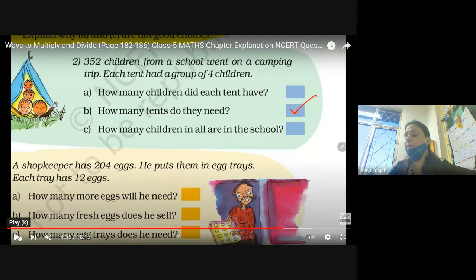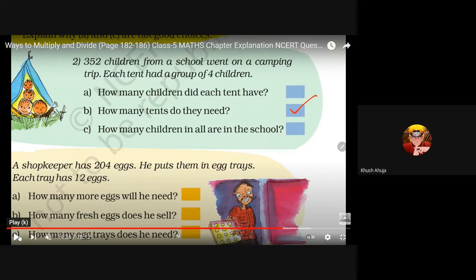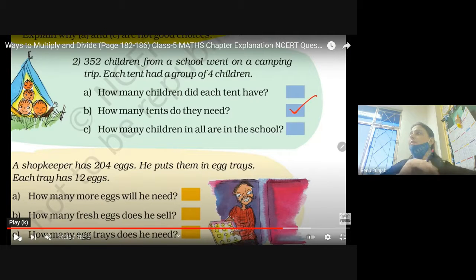Next is the shopkeeper has 204 eggs. He puts them in the egg trays. Each tray has 12 eggs. Ma'am, we have to do it in the notebook. Which one will be the correct answer?